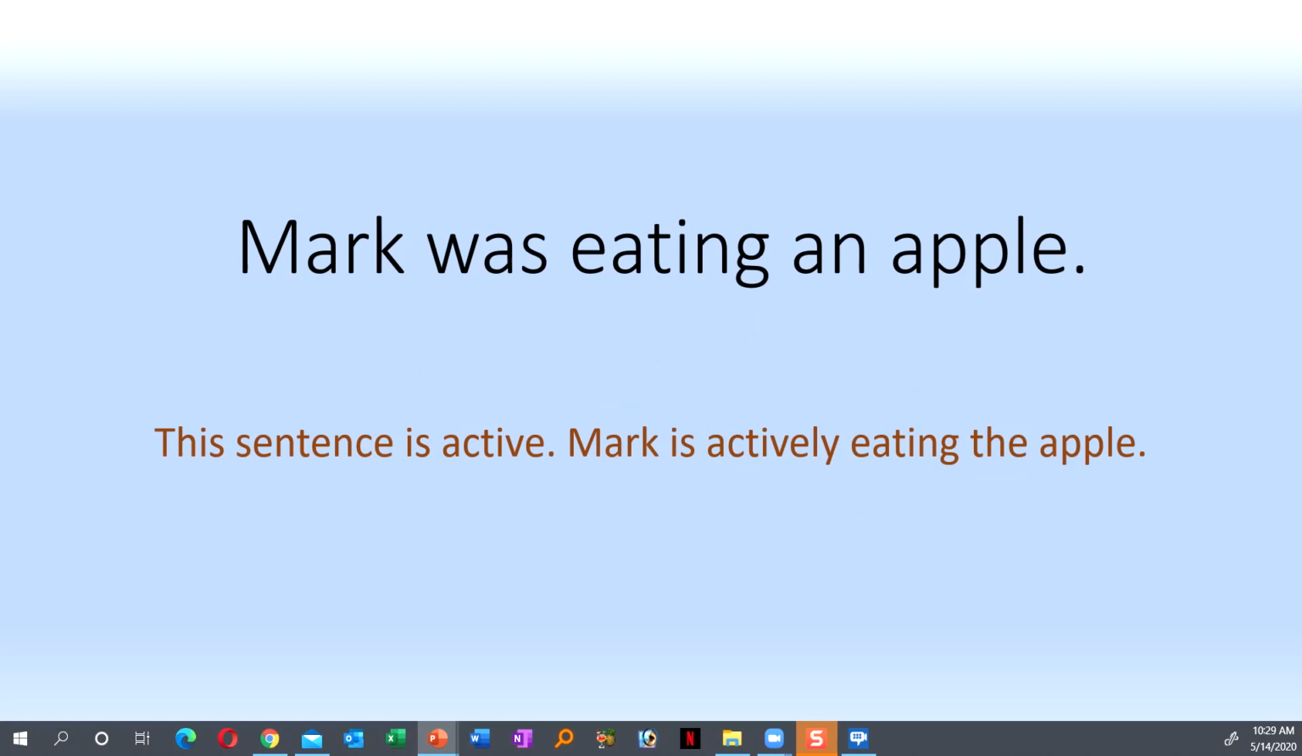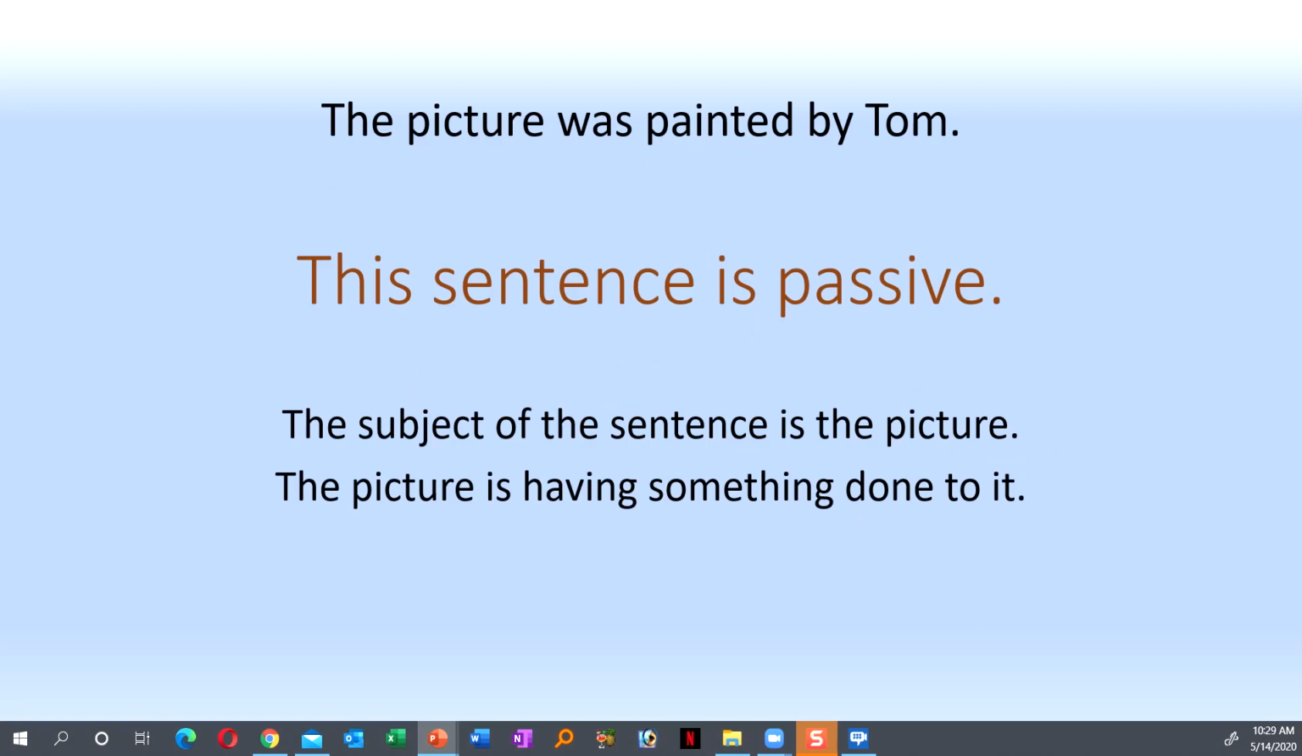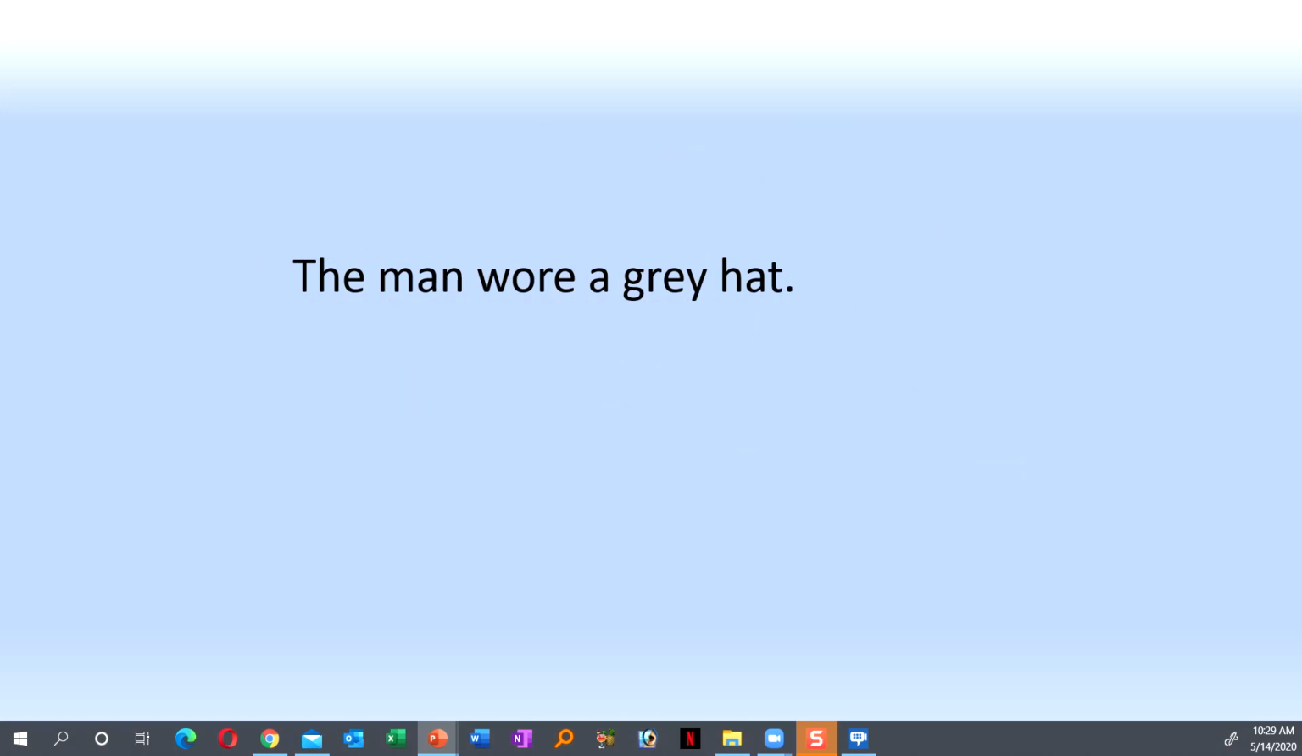This is an active sentence, right? Mark is actively eating the apple. The apple is not eating Mark or being eaten by Mark, right? So it's actively done by Mark. He's eating the apple. Here's another one. The picture was painted by Tom. Is this sentence active or passive? This is passive, right? The subject of the sentence is the picture. The picture is having something passively done to it. Okay? Let's keep going. The man wore a gray hat.